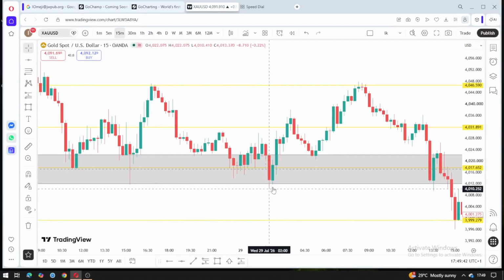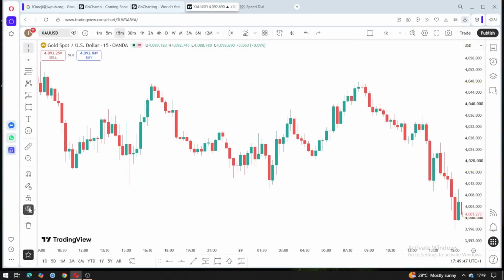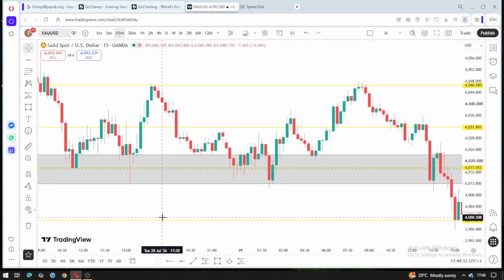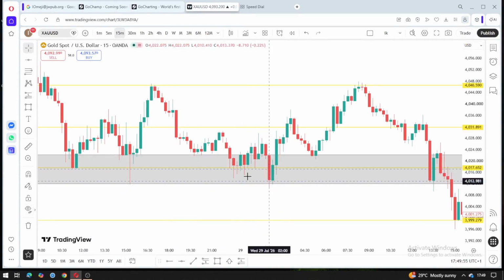In fact, at this point, we still need to look at this. There's a wick here. Let me show you. Let me close it so that you can see it. There's a wick here. You have to cover this wick so that the size is going to be bigger. The size of the zone is going to be bigger by covering that wick.